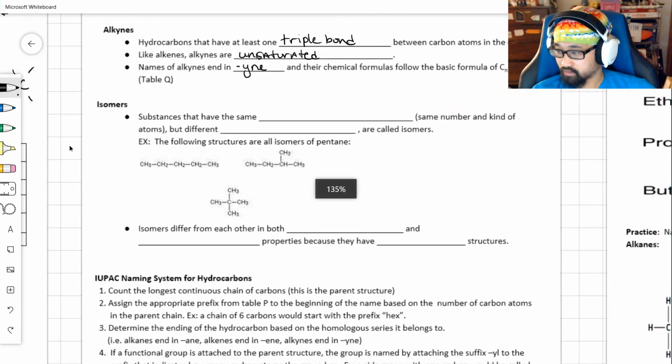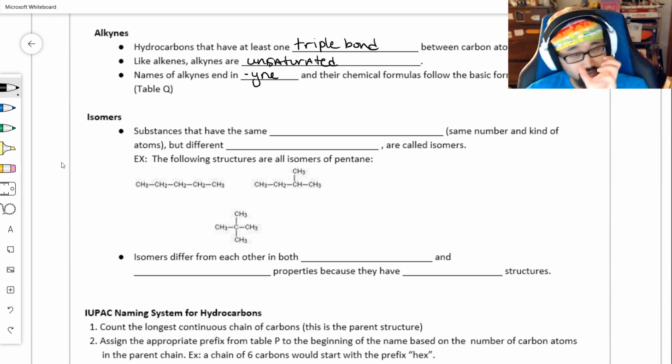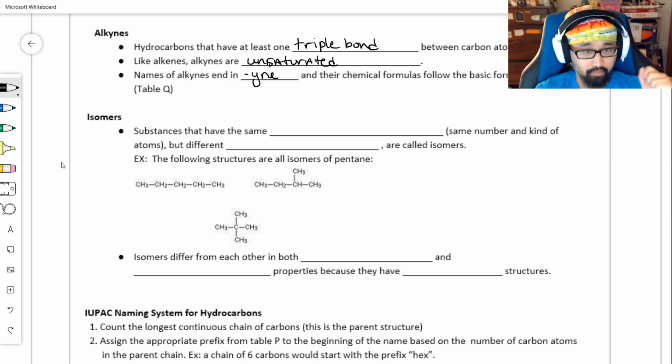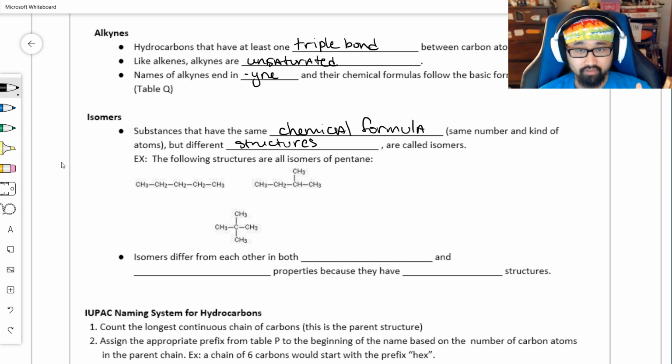Oh, I forgot that isomers was on this. Okay. Very quickly, isomers. Last time we had iso in front of something was isotopes. Isotopes were same element, different neutrons. Isomers are substances, so these are compounds, that have the same chemical formula but different structures. They're made up of the same number and types of atoms, but they are put together differently.